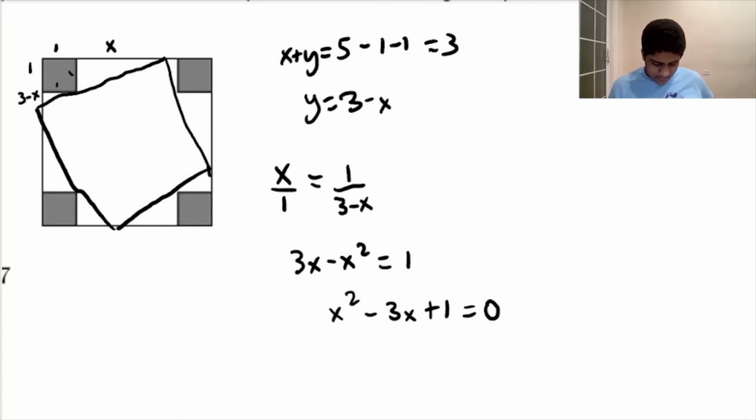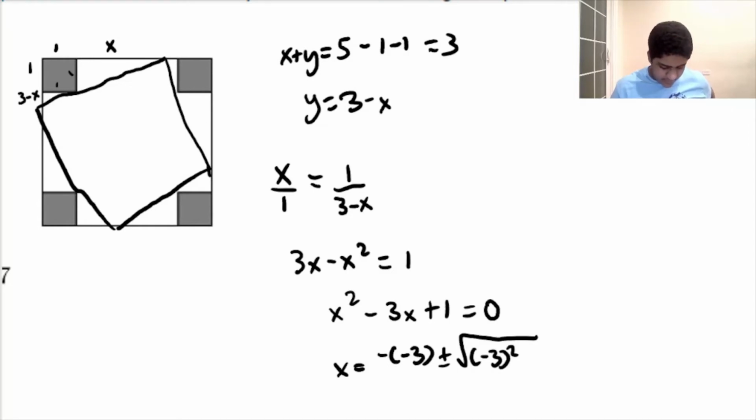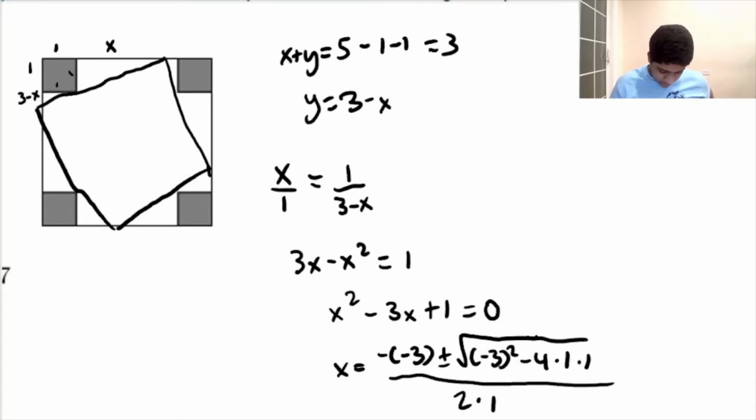So now what we can do is we can just find the roots of this to find what x is using the quadratic formula. So we have x is equal to negative of negative 3 plus or minus square root of negative 3 squared minus 4 times 1 all over 2 times 1. This is going to be equal to 3 plus or minus square root of negative 3 squared is 9 minus 4 times 1, which is 4, is going to be 5 over 2.